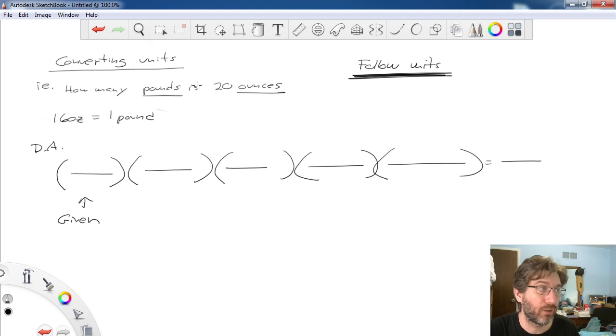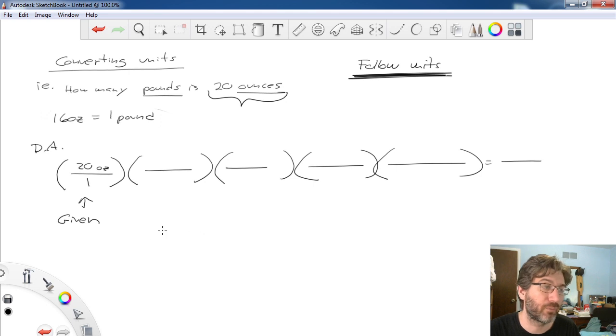Looking at the problem, it asks how many pounds is 20 ounces. This is what I know. I know 20 ounces. So that's the fraction that goes here. And how do you write 20 ounces as a fraction? Well, 20 ounces is on top, and I'm going to use OZ. There is no denominator for it, so it's assumed to be 1, because remember 20 divided by 1 equals 20. This does not have units in this case.